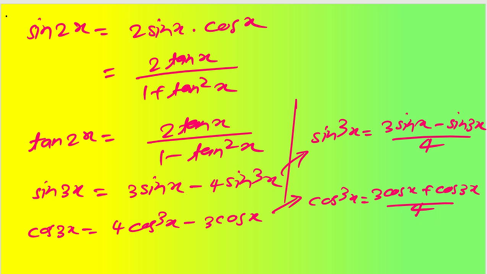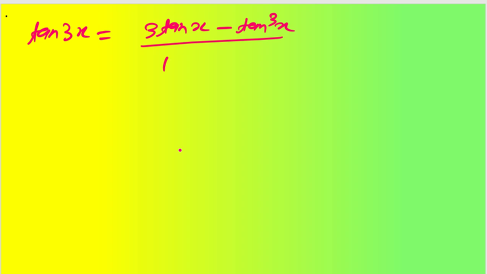Now there will be tan 3x. So let us say tan 3x is going to be 3 tan x minus tan cube x divided by 1 minus 3 tan square x. Okay, so tan 3x is 3 tan x minus tan cube x divided by 1 minus 3 tan square x. Okay, now let us see summation formulas.